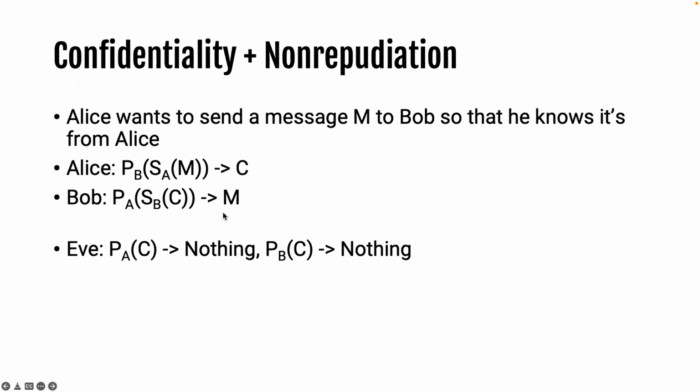So how does this guarantee confidentiality? Why in this way do only Bob and Alice know about this message? Only Bob can decrypt the outer message. Exactly, because only Bob can decrypt the message sent from Alice, because only Bob has the secret key SB, right? Okay, and how does this guarantee non-repudiation?